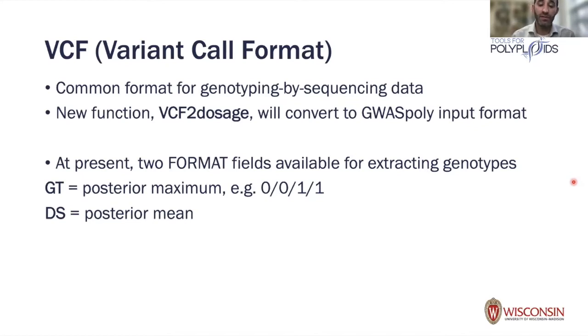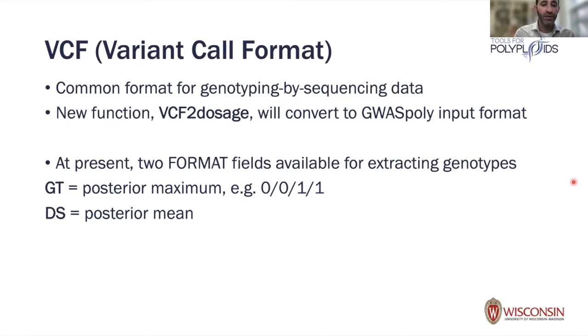There are many different ways that genotype information can be represented in a VCF. At present, there are two different format fields that the software will recognize, and you specify which when you call this function. The first one, GT, refers to the posterior maximum call, and that's the slash-separated set of 0, 1 digits. It's a binary representation of the genotype. Another option is the DS field, which is the code used if you have a posterior mean.